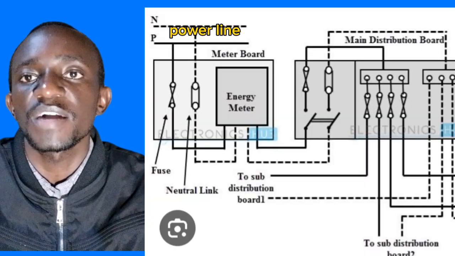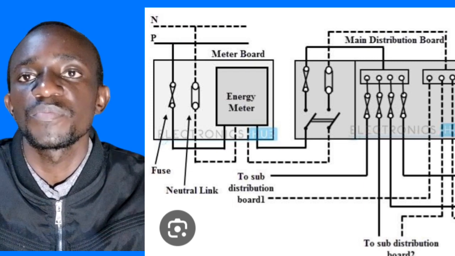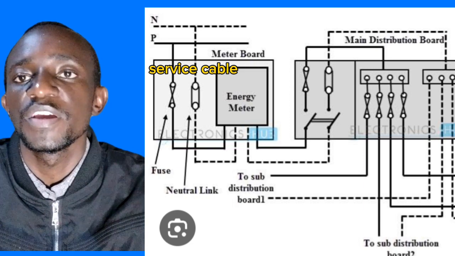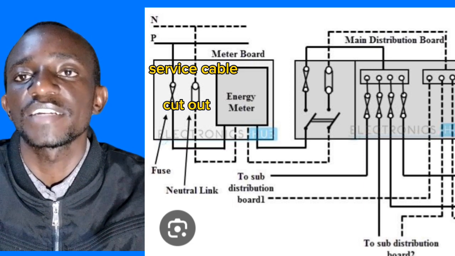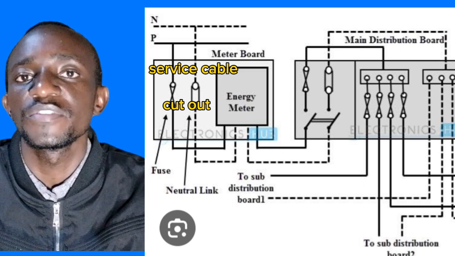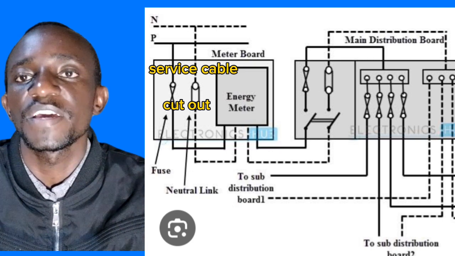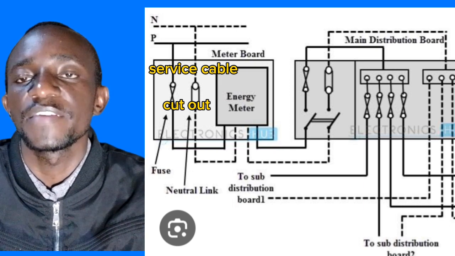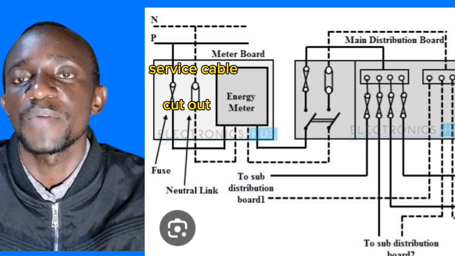So this is how we do connections at the consumer intake point. The cable that is coming from the power line is called the service cable, and when it reaches the consumer intake point, it moves direct to the cutout. At the cutout, we have the place where we have the fuse, and we have a place where we have the neutral link or neutral block. The neutral block is for connecting the neutral wire, and the fuse part is for connecting the live wire.